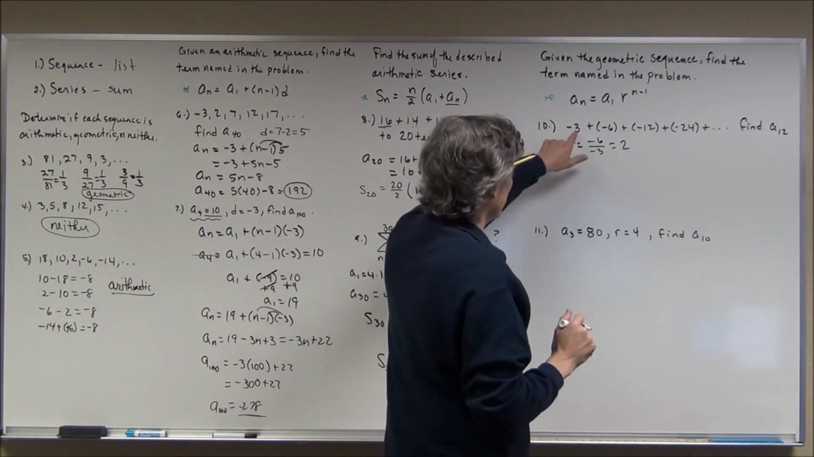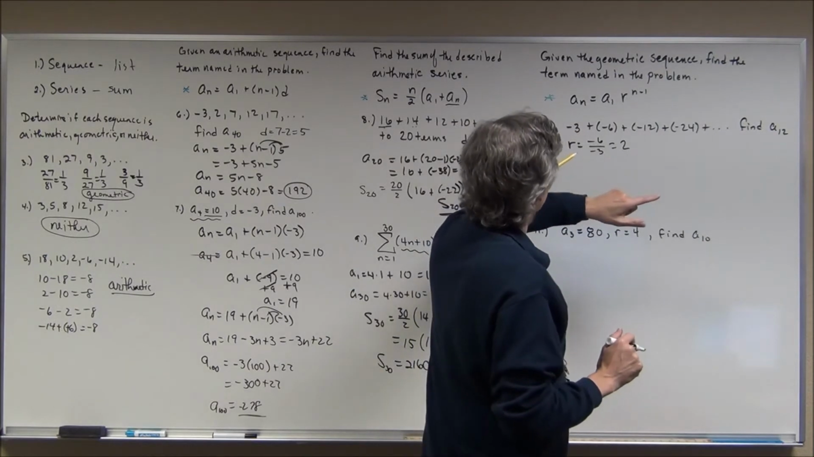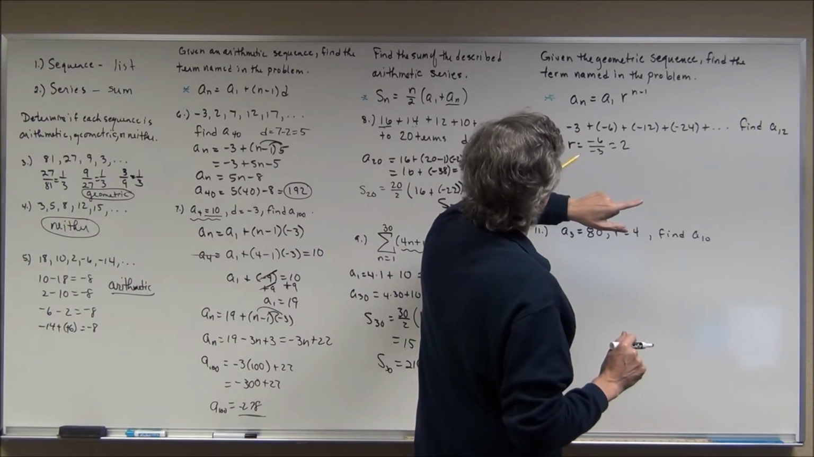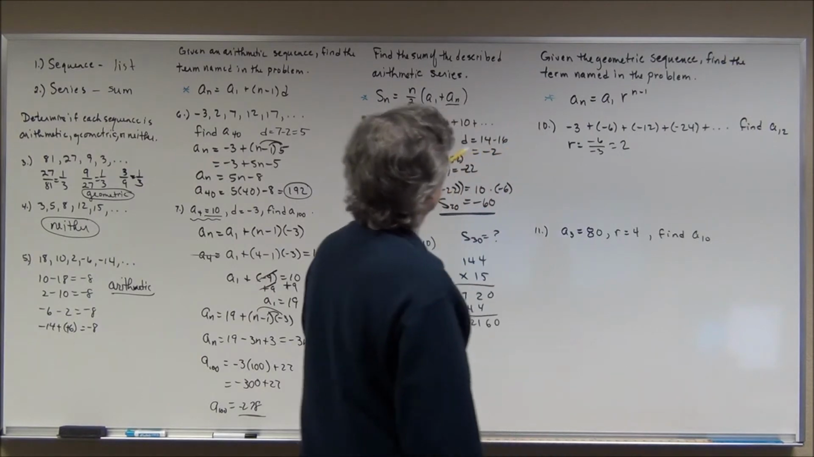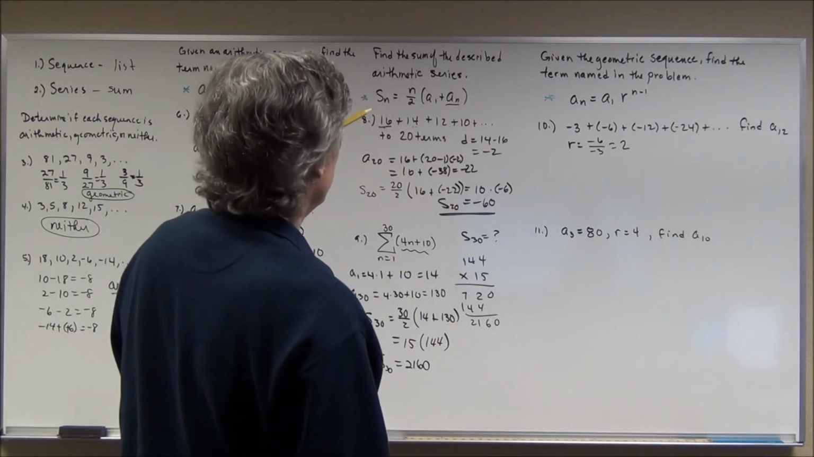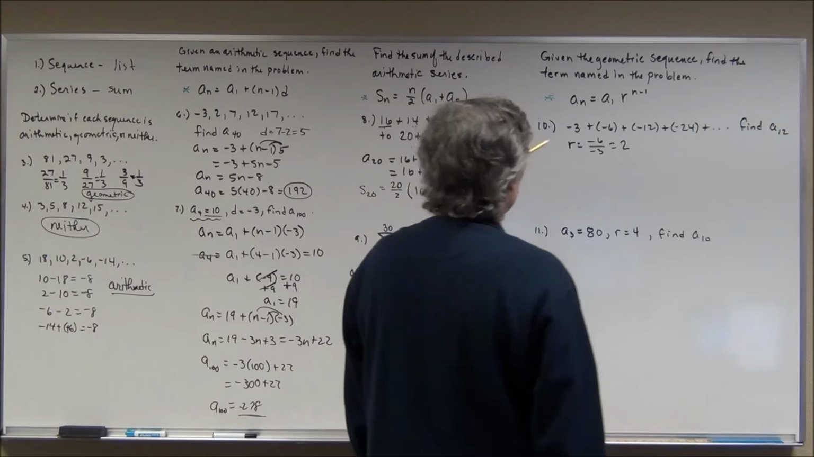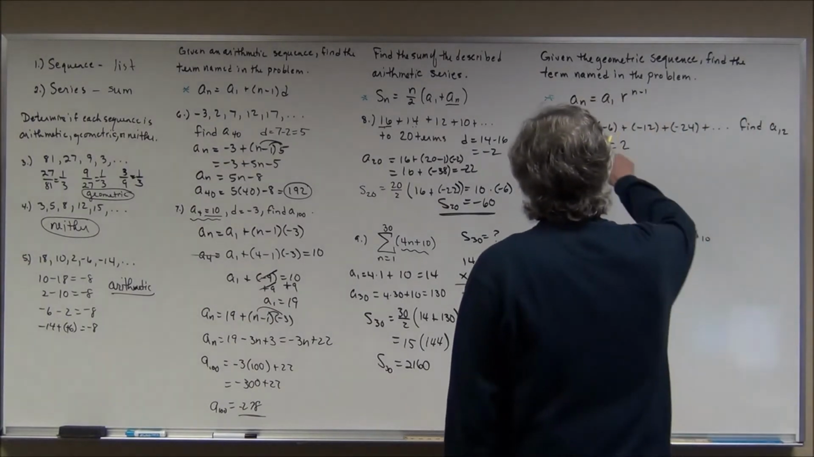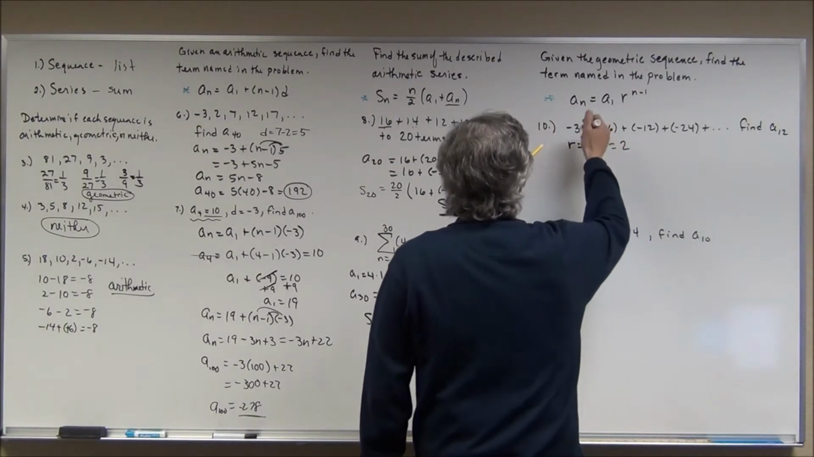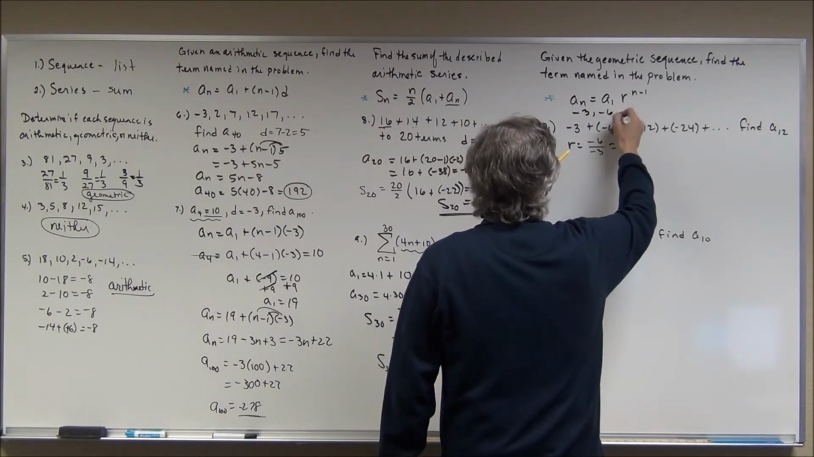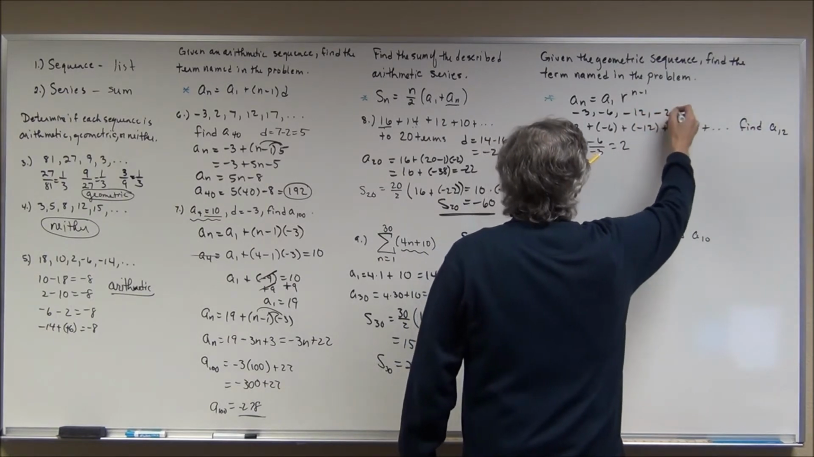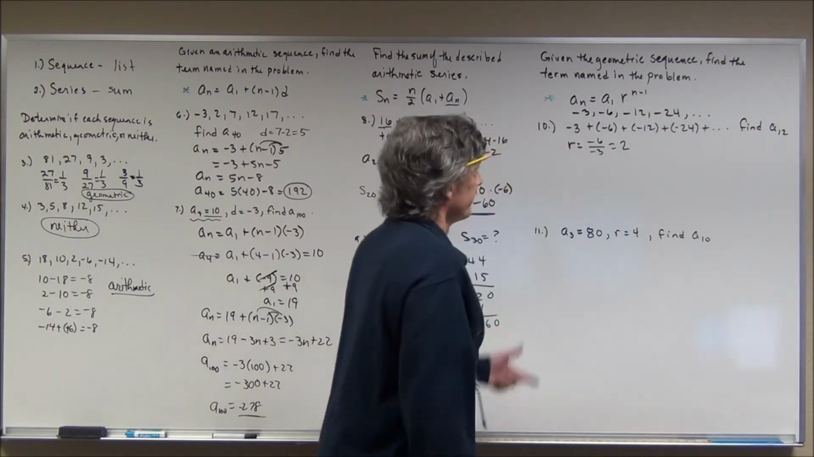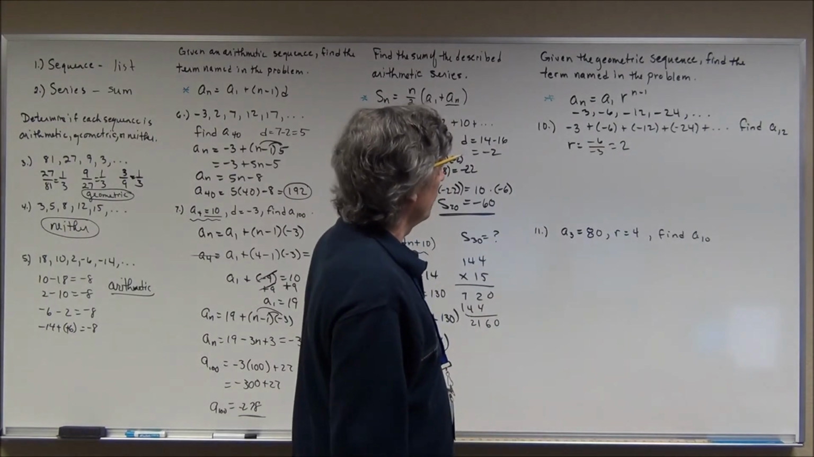Alright, I have the first term, and I am... Oh, is it a sequence or is it a sum? Given the geometric sequence, find the term named. Should I put plus signs, or should that have been... Oh, he put plus signs. Okay. He said given the geometric sequence. This is actually given the geometric series here. The sequence would be negative 3, negative 6, negative 12, negative 24, and so on. So he kind of messed that one up. That's okay, we'll deal with it.